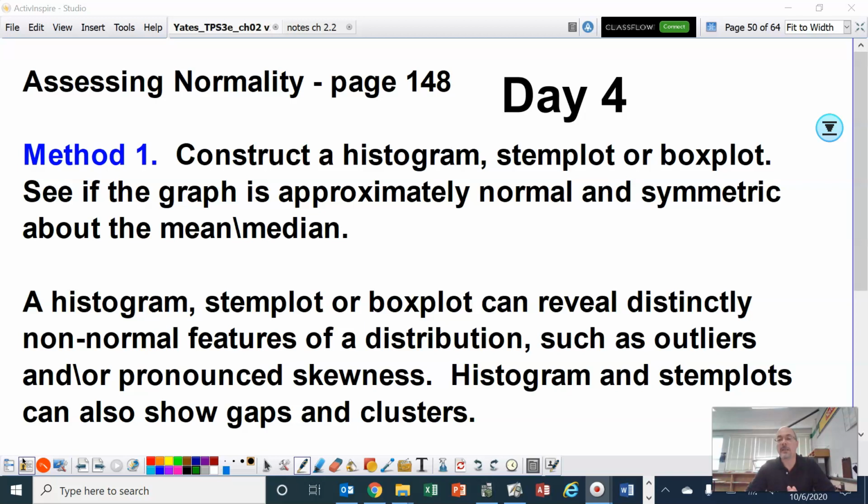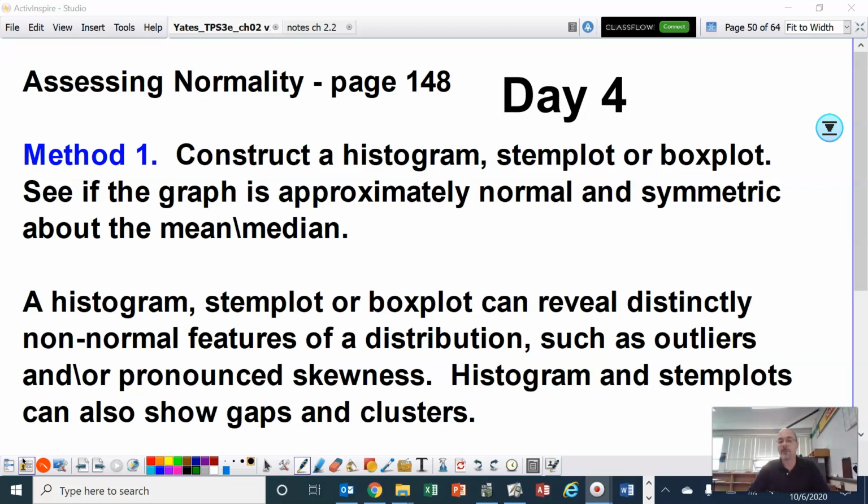Method one is to construct one of three things. You can either construct a histogram, a stem and leaf plot, or a box plot. Those are the three main ones. The one that I stick with and advise my students to stick with is the box plot, because your calculator can do all of the work for you. And we want to see that the graph is approximately normal and symmetric about the mean and the median. All right. Let's go through a few things.